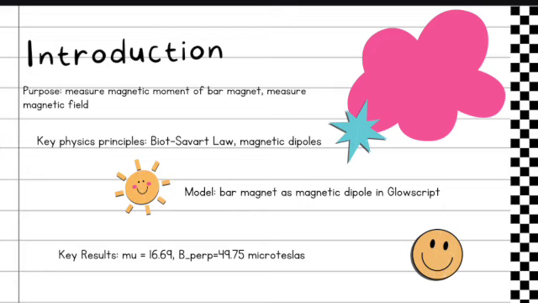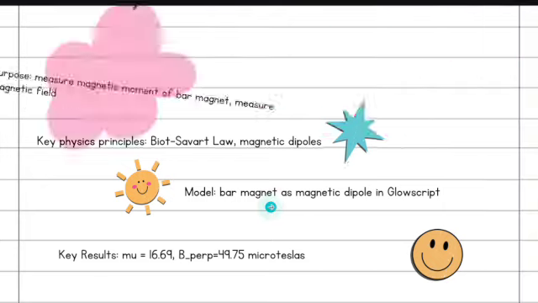Some key results were that we measured the magnitude of the magnetic moment of the bar magnet to be 16.69, and we measured the magnitude of the field at a perpendicular distance away to be 49.75 microteslas.